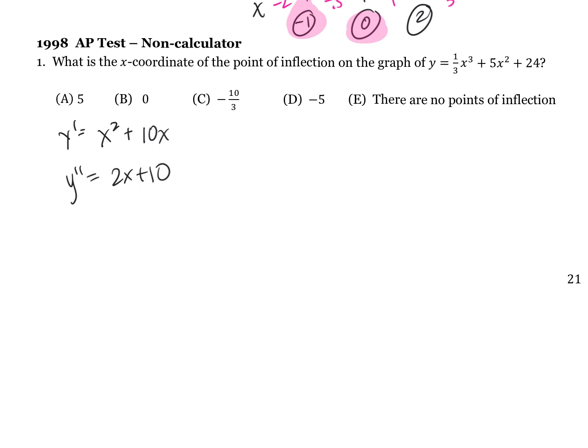You always are curious what that critical point is. So go set that equal to 0. Oops. X is negative 5.